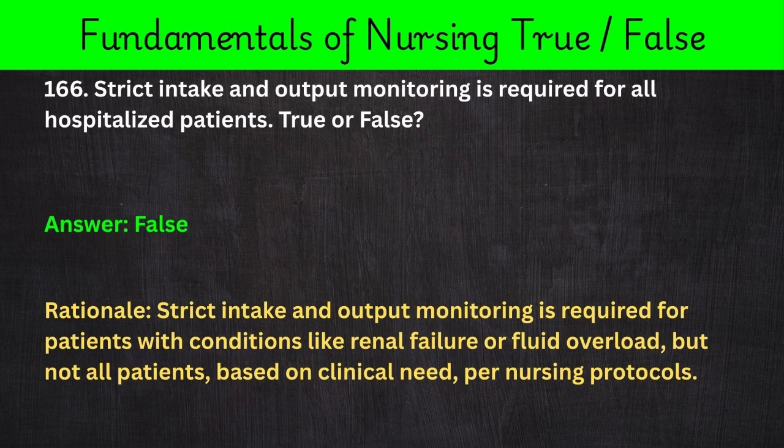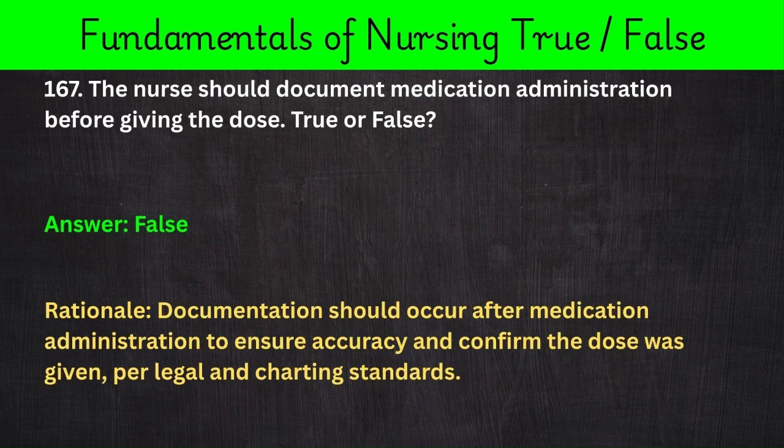166. Strict intake and output monitoring is required for all hospitalized patients. True or false? Answer: false. Rationale: Strict intake and output monitoring is required for patients with conditions like renal failure or fluid overload, but not all patients, based on clinical need, per nursing protocols.